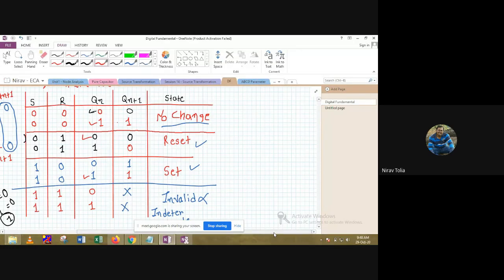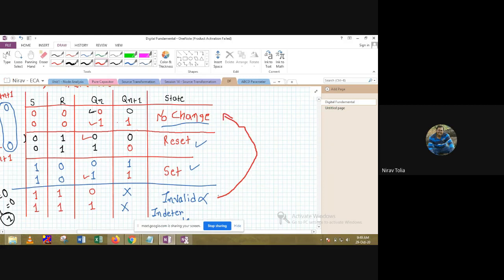If I am using the NOR gate, then when my S R is 0 0, do not focus on the Q N, then my state is no change. But suppose instead of the NOR gate, if you are using the NAND gate, so at the moment of S R 0 0, instead of no change, it is replaced by the invalid.